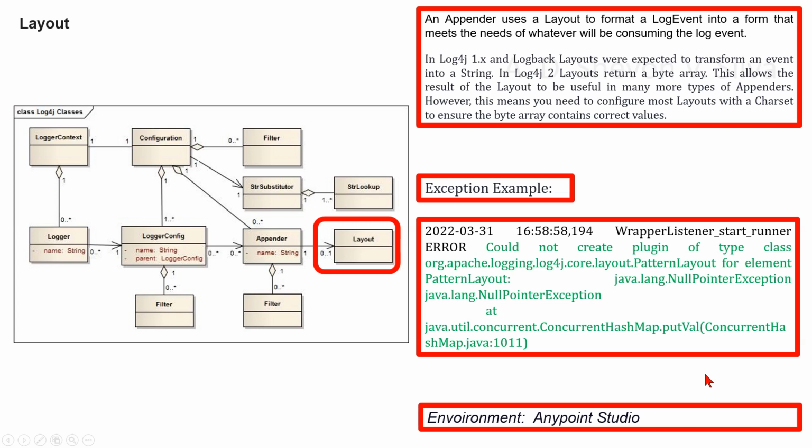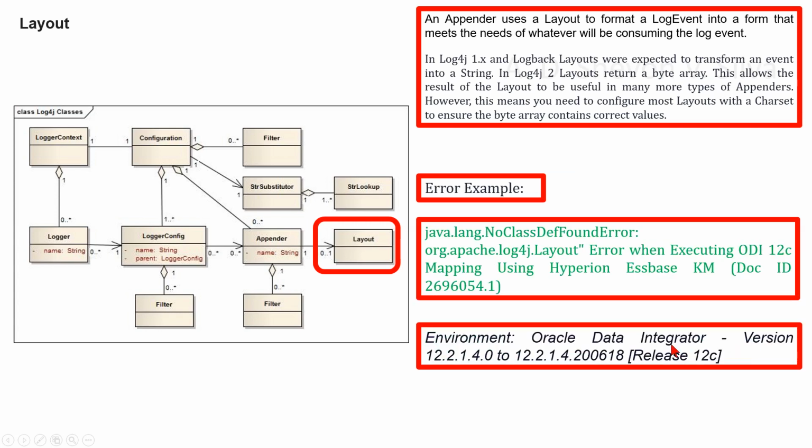As an exception example occurring in the environment with AnyPoint Studio, we can consider this: could not create plugin of type class org.apache.logging.log4j.core.layout.PatternLayout for element PatternLayout, java.lang.NullPointerException, etc. As an error example, we can consider this occurring in the environment Oracle Data Integrator version 12.2.1.4.0: java.lang.NoClassDefFoundError, org.apache.log4j.Layout error when executing an ODI to LC mapping using Hyperion Essbase KM.